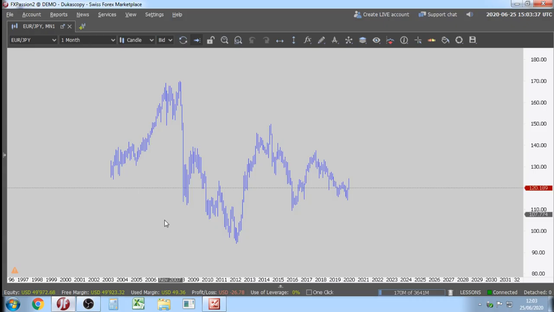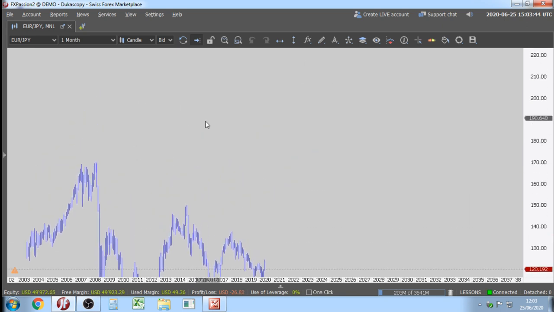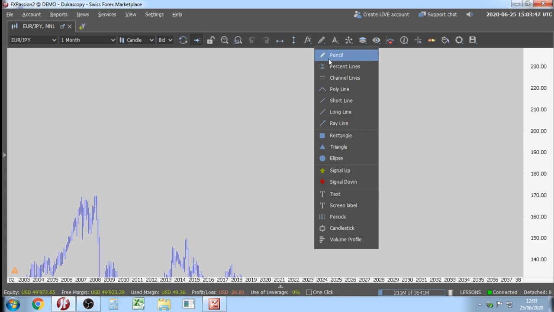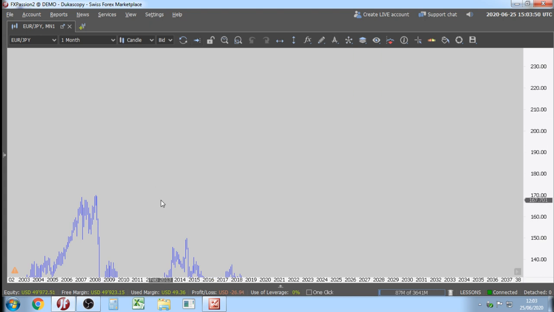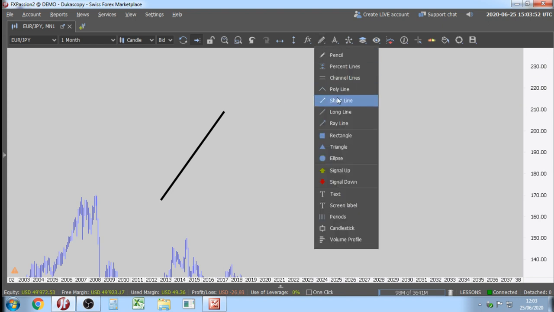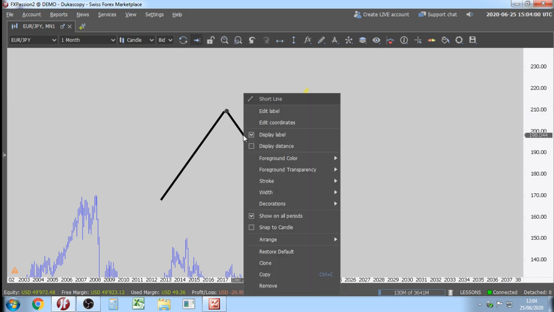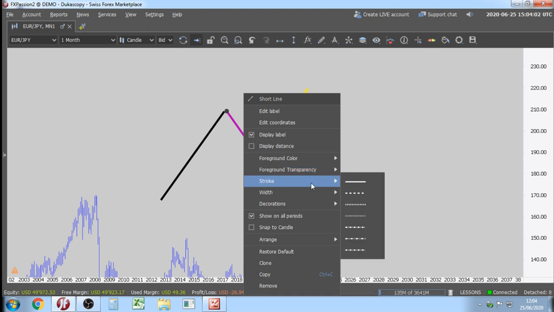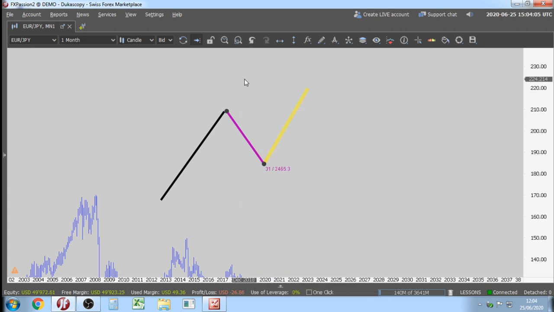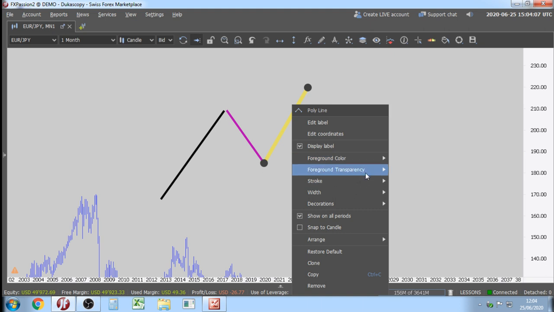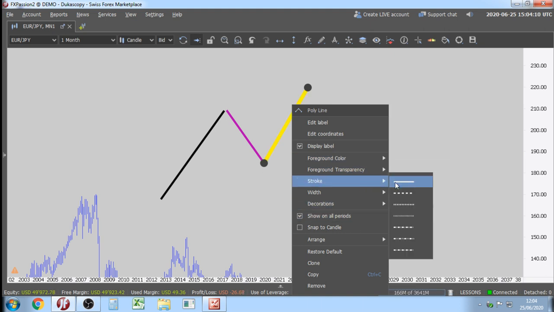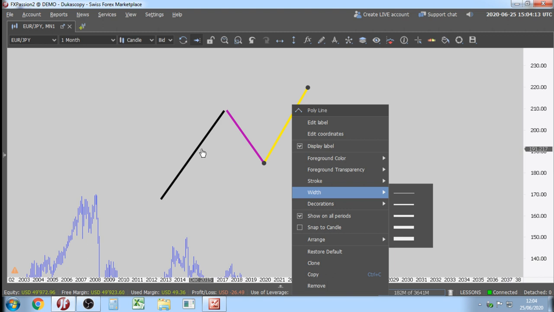Okay, everybody, so let's start. Fibonacci numbers, the ABCD swing and the rules. When we talk about the Fibonaccis, we are going to have the extension, then the retracement, and then the next extension. So we're going to color code like this: 1, 2, 3 and this one.